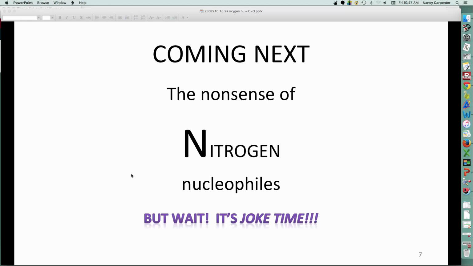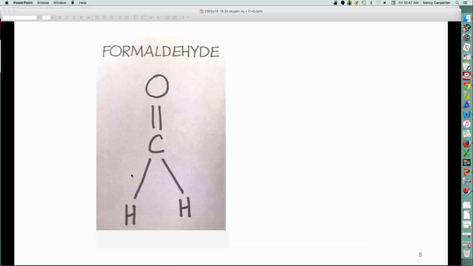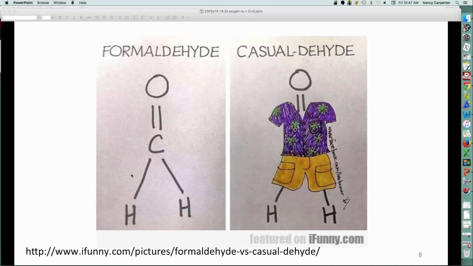But wait! To wrap this up, we need a joke. We're talking about aldehydes and ketones all over the place, so needless to say, we should review our aldehyde nomenclature. This is formaldehyde. This is casual aldehyde.